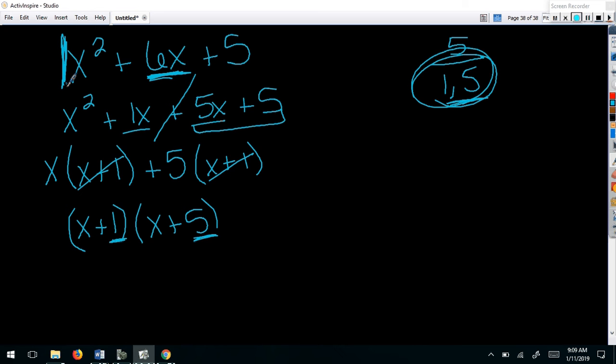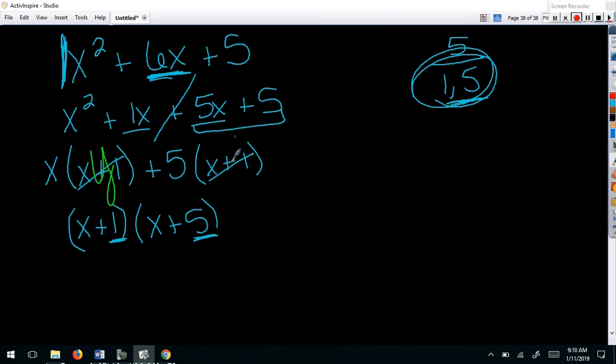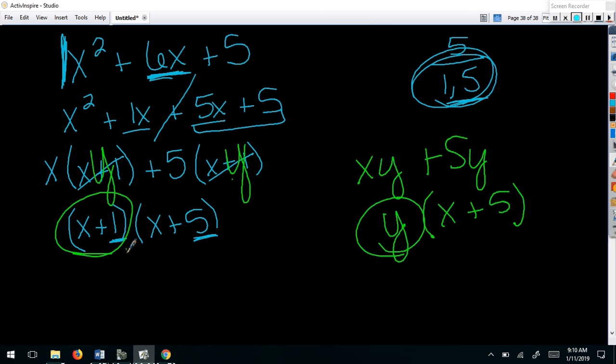Can we do that? Yeah, if you recognize it as that, sure. There's not going to be a lot that are like that, but yeah. Think about it like this. If this was xy plus 5y, the GCF of those two is y, right? So you take it out, and what's left would be x plus 5, right? I'm just replacing the y with x plus 1. It's the same kind of concept.